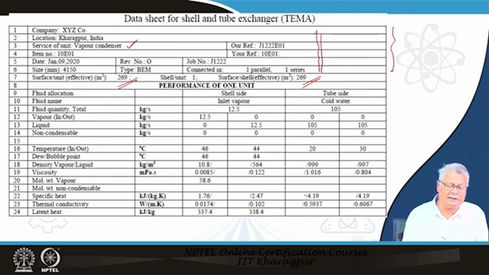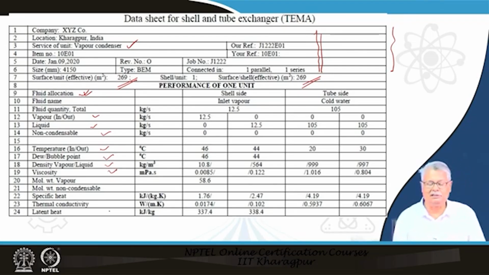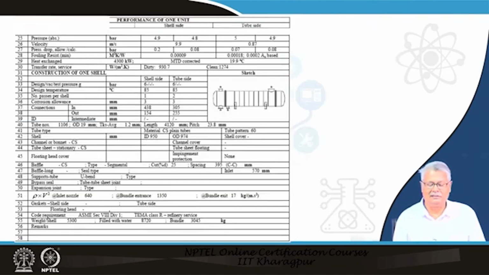Now whenever you definitely have to find or you have to know from your design the fluid allocation, the fluid name obviously, the details of the vapor and the liquid in and out, a presence of non-condensables. The temperatures have to be there. If it is a mixture of fluids, you have to specify the dew and the bubble point. The density of the vapor and the liquid has to be there, the viscosity data. So basically what we have in this particular thing is the initial part of your total design output specification table, and the rest of the table is there in the next slide. Let us have a look.